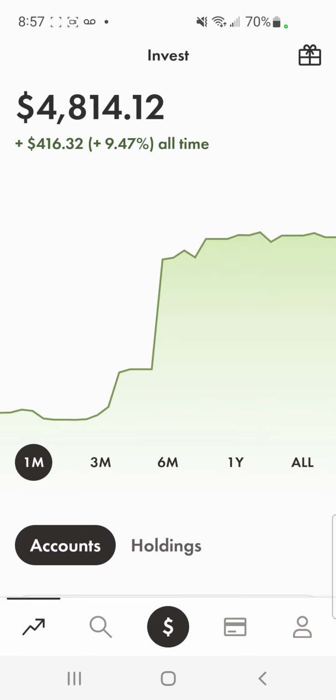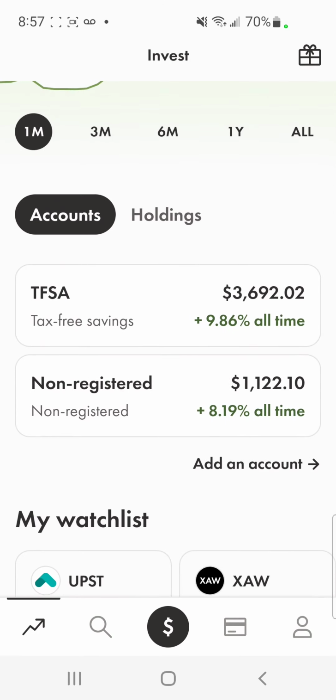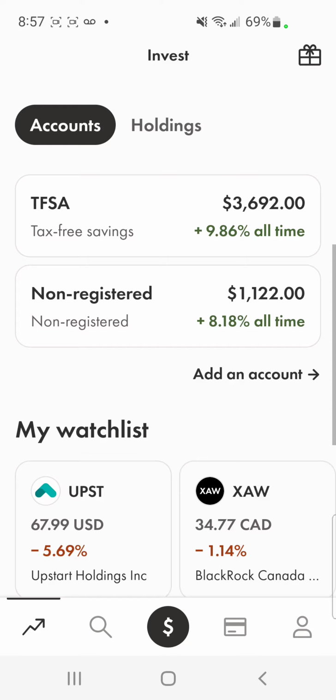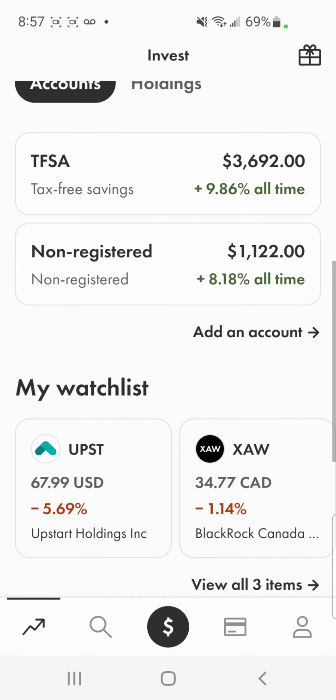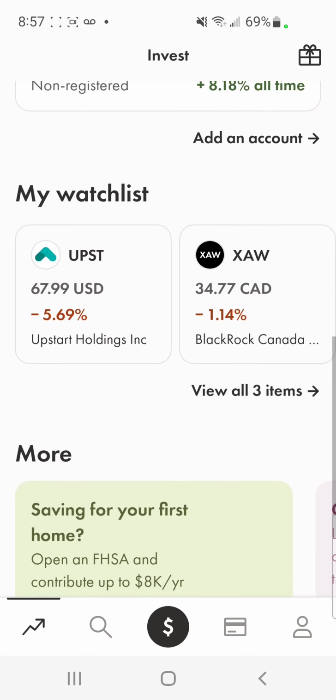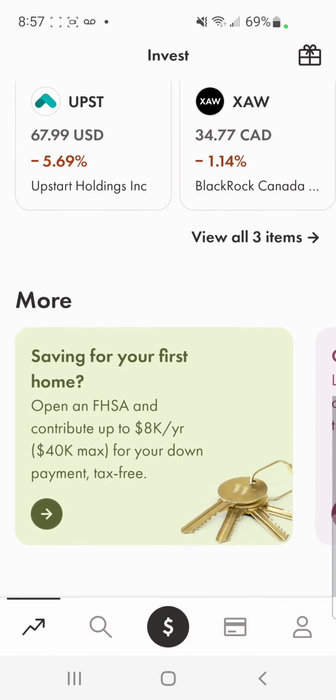It's your account total value, or the total value of all your accounts. Right now I have 2 accounts: my tax-free savings and my non-registered account. In your non-registered account, you can do stuff like trade on a daily basis. And near the bottom is a watch list. I'll show you how you can add things to your watch list later.